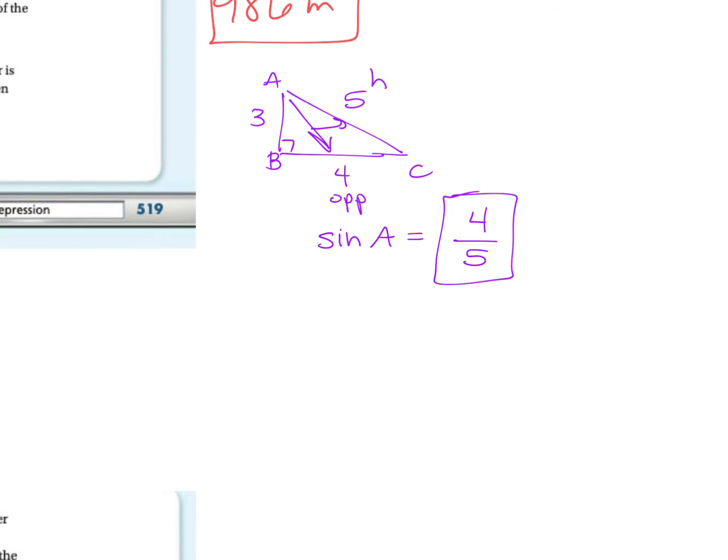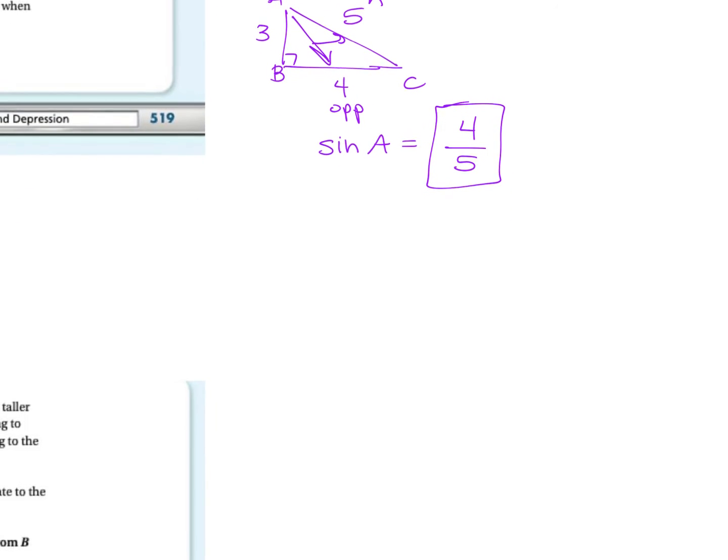How do you solve for an angle measure? The inverse, yeah. So if you have this triangle, and I say solve for this when this is 8 and 10, right? You would use which trig function?